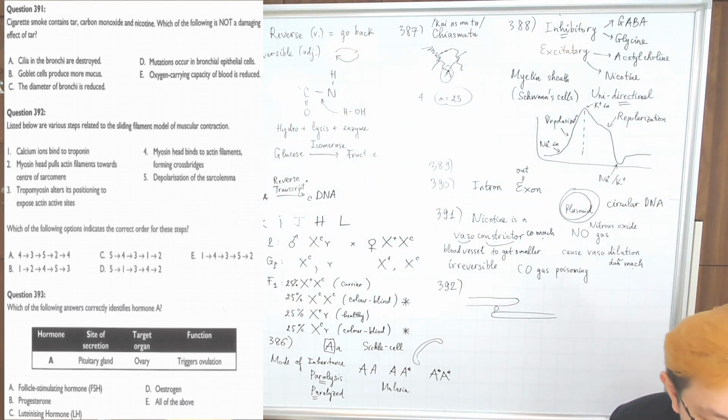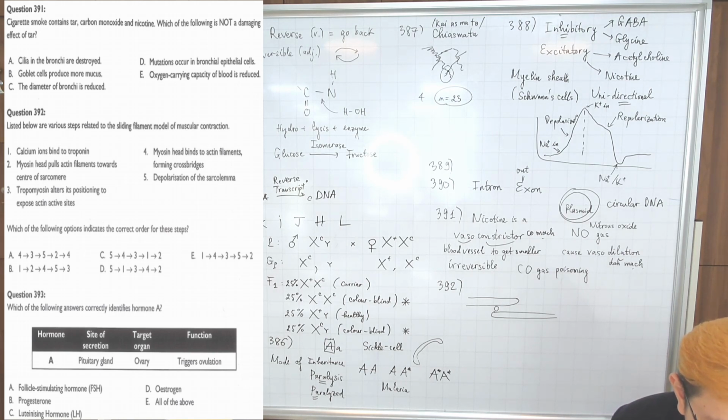Listed below are various steps related to the sliding filament model of muscular contraction. Được nêu ra bên dưới này là nhiều cái bước liên quan đến cái mô hình chuyển động theo dạng sợi của cái co thắt cơ bắp. Number 1. Calcium ion binds to troponin. Calcium nó đính vào cái phân tử troponin đó. Number 2. Myosin head pulls actin filament towards center of sarcomere.